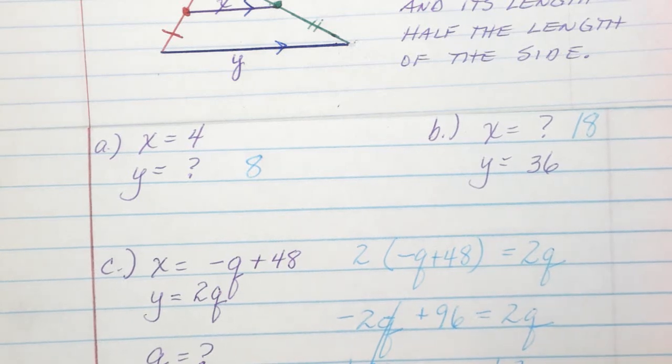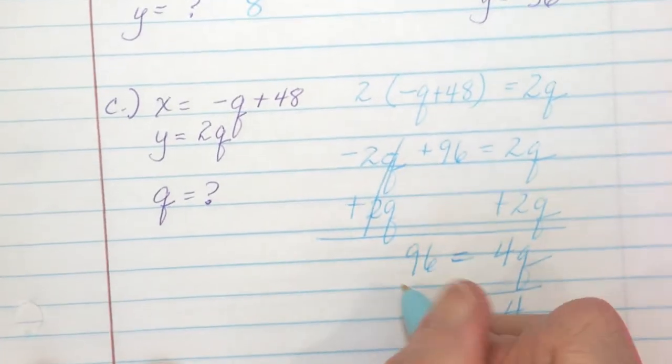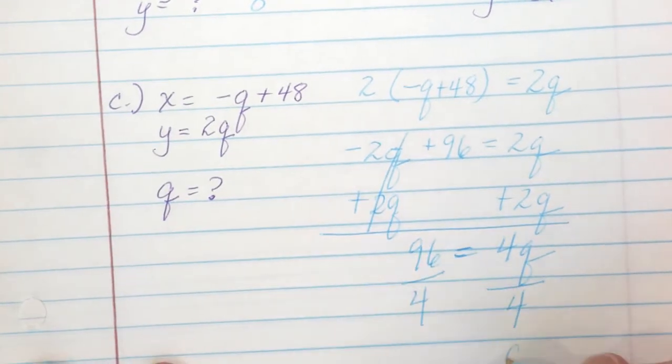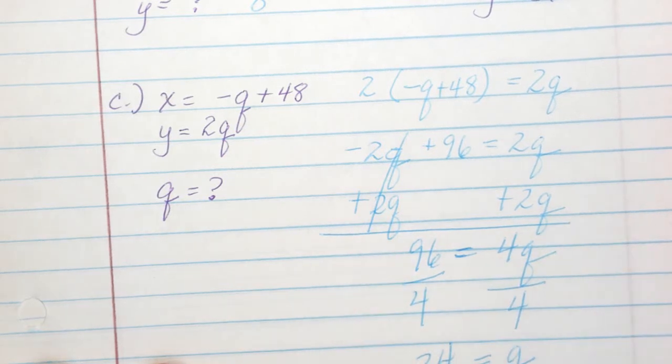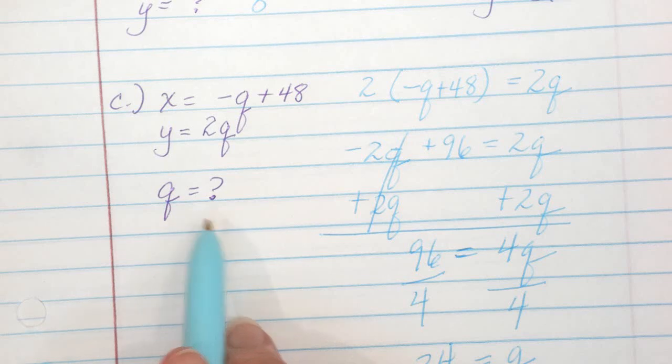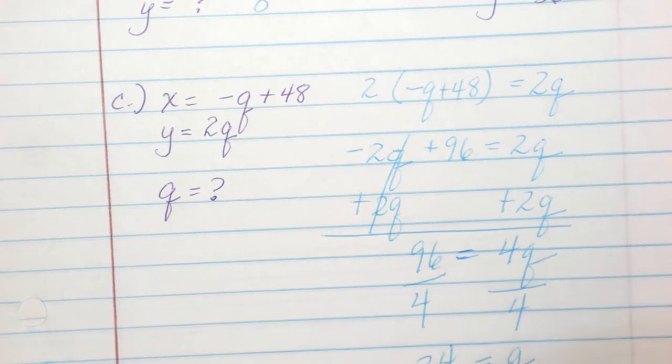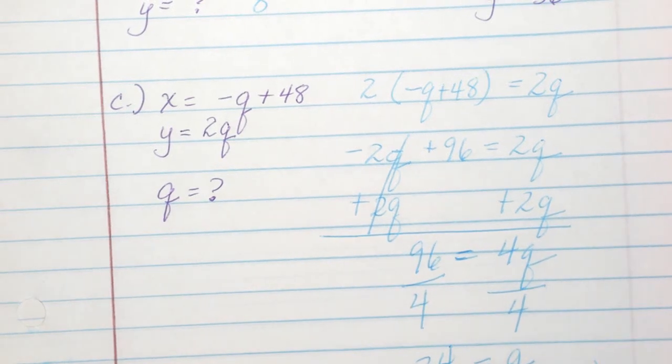When you divide both sides by 4, 4 goes into 9 twice, leaves you 1 left over. 4 goes into 16 4 times. Q would be 24. And the question you started with was, what is Q? Those are some midsegment theorem type problems.